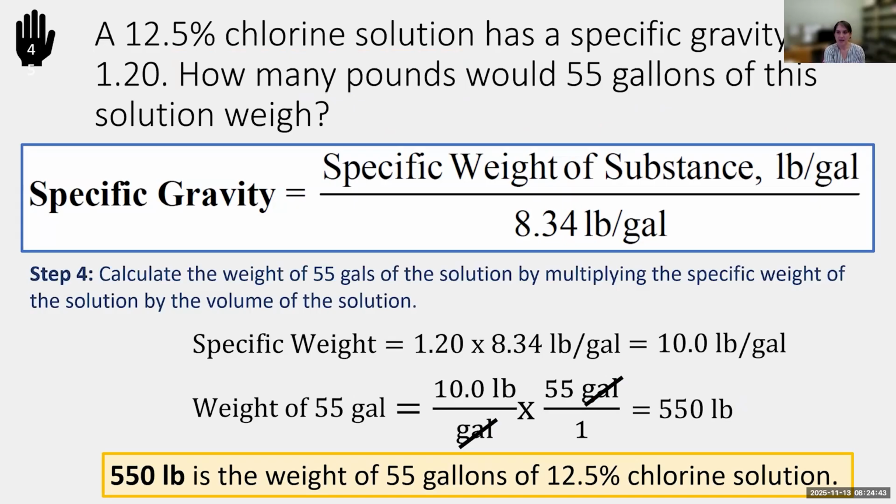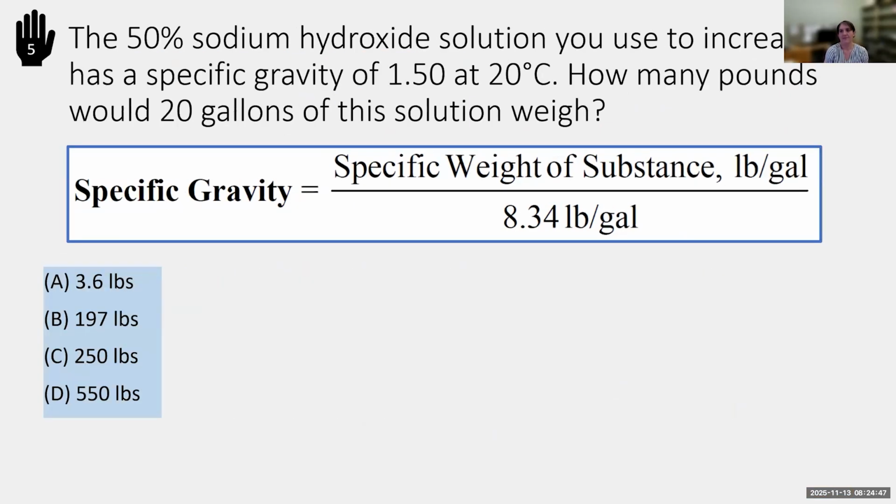All right, does anybody have any questions about that? Okay, so we're going to do a similar problem. We're told that the 50% sodium hypochlorite solution you use to increase pH has a specific gravity of 1.50 at 20 degrees Celsius. How many pounds would 20 gallons of this solution weigh?